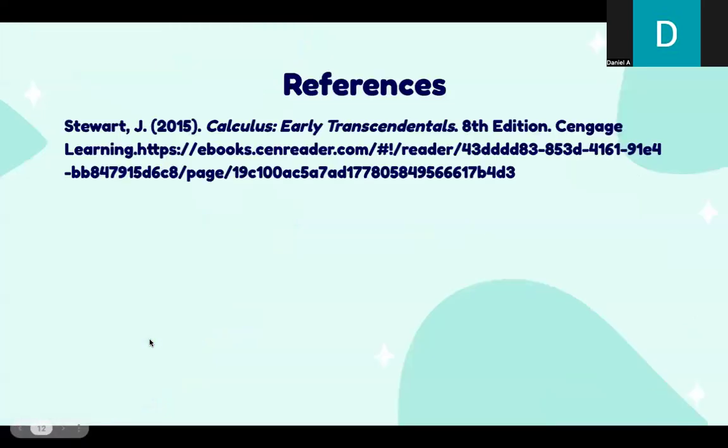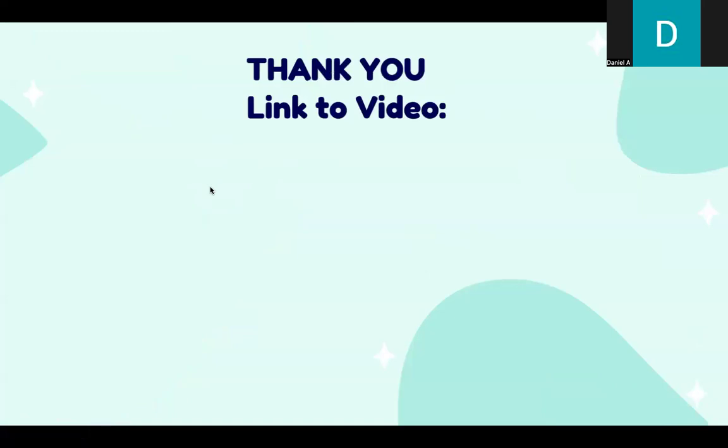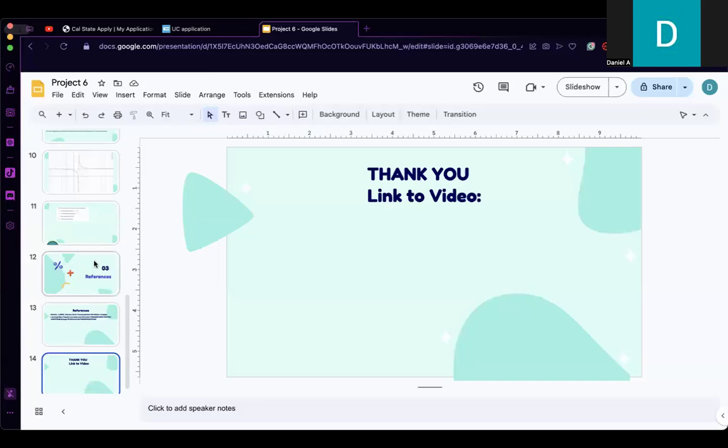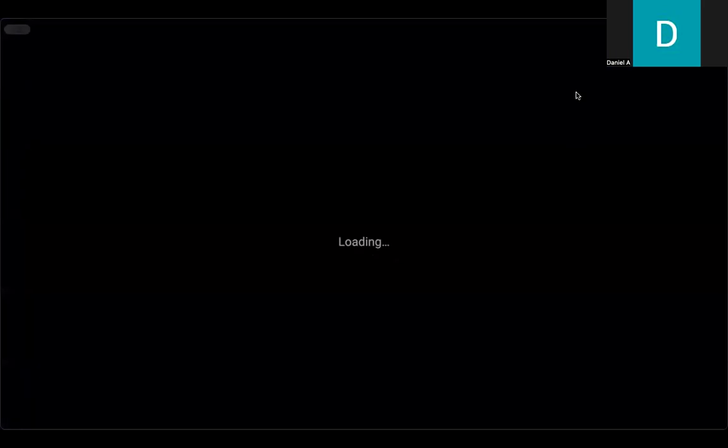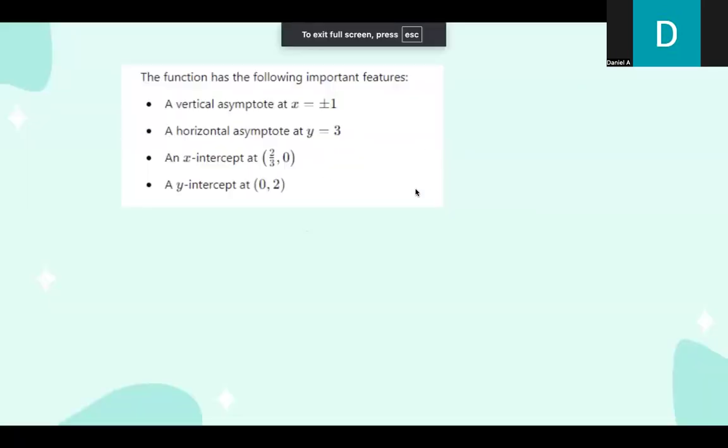And if we go to our references, this is our references right here. Oh, we are missing one slide. Right here, I don't know where that went. It shows a visualization of everything put together, which will look more or less like this.